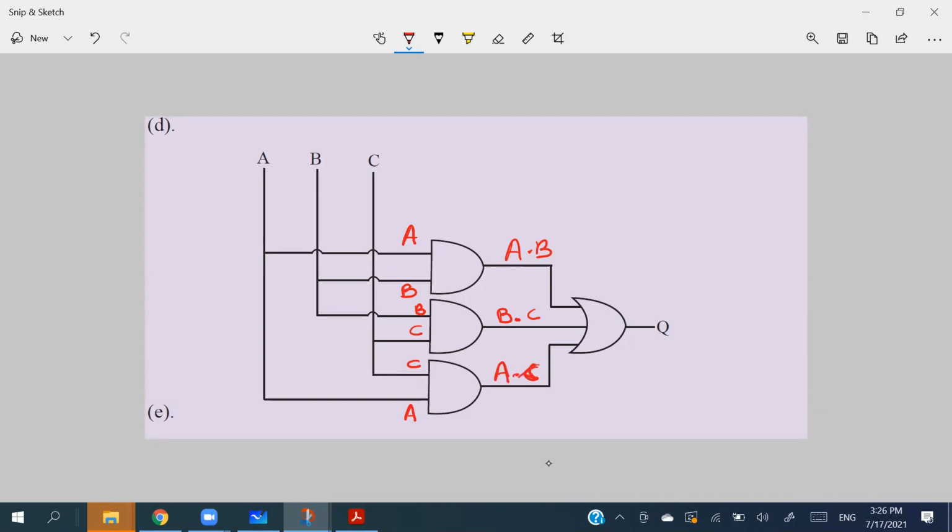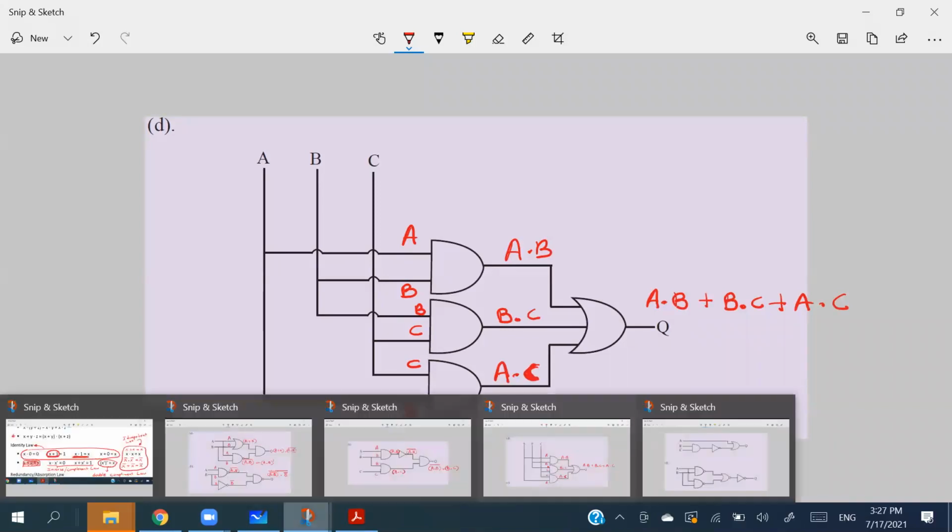A.C written as C.A is not a problem, right? And now we are sending it through an OR gate. So the answer is going to be A.B plus B.C plus A.C. So it is going to be the final output. Right? So do the corrections. If you miss anything, I'm moving to the next two.